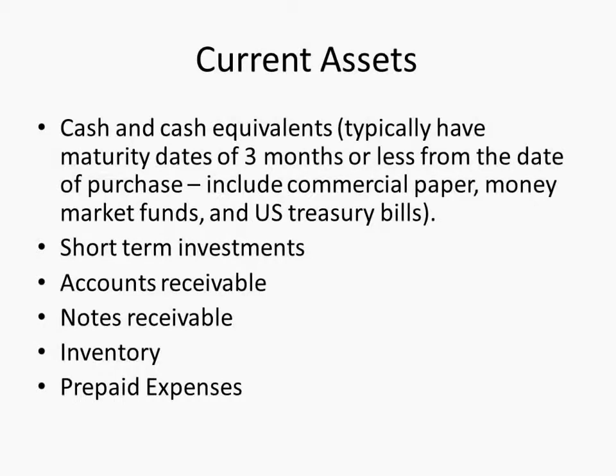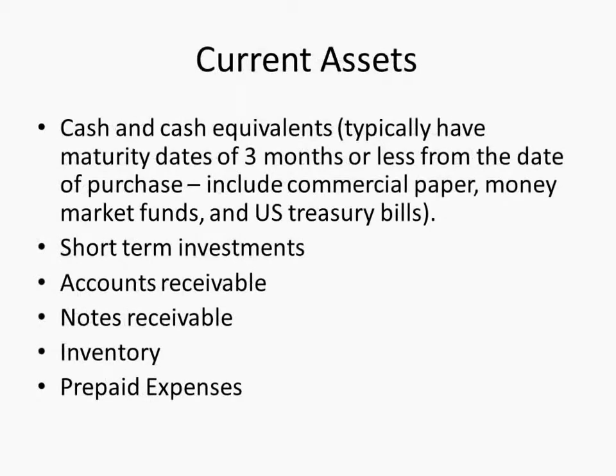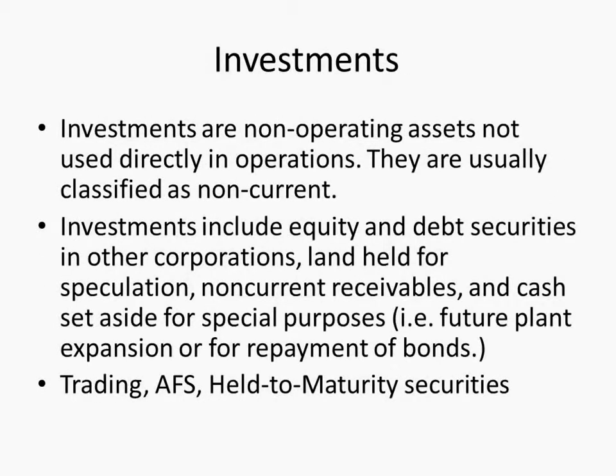Current assets. So we kind of went through all this. I feel like we can not spend too much time here. These are just different types of assets that you see on the balance sheet. I had kind of skipped this. Current assets are usually cash and cash equivalents, short-term investments, accounts receivable, notes receivable, inventory, prepaids, usually within a year. We have investments here.